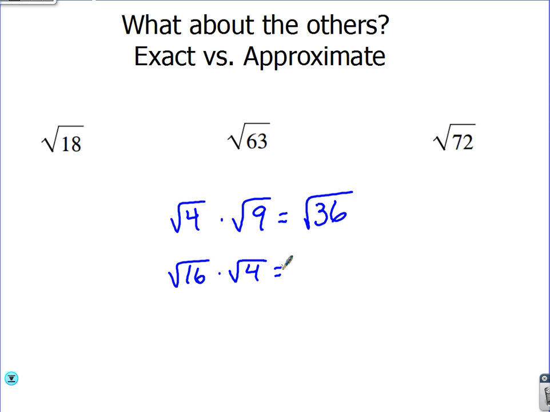What's the square root of 16? 4. What's the square root of 4? So that's 4 times 2, right? What is 16 times 4? Somebody type that in. What is 16 times 4? 64. Is that true? 4 times 2 equals 8. Can you multiply square roots?